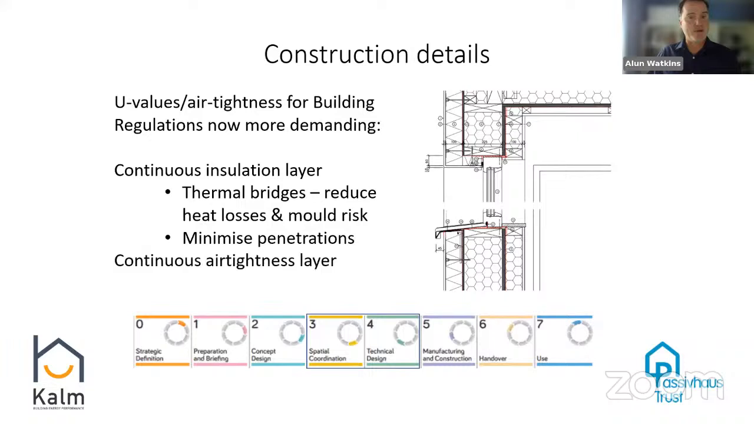And you need a continuous air tightness layer as well. If you can see the red dotted line on that detailed diagram there, that is the air tightness layer. Very important in terms of any high performing building, both to be clear about the insulation layer and also where that air tightness barrier is.